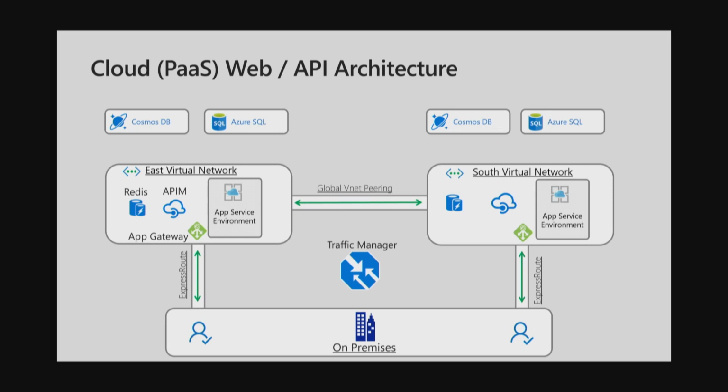Now your SQL servers that used to be in your virtual network, you can migrate your data to the Azure SQL services in the upper left, or the Cosmos DB database. So that's a way you can scale out your architecture.